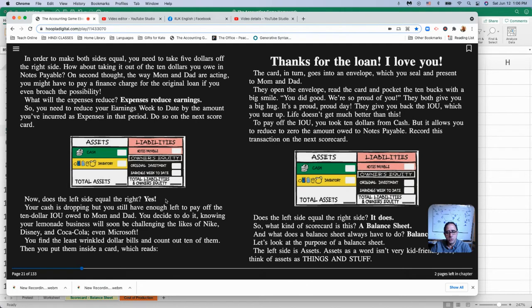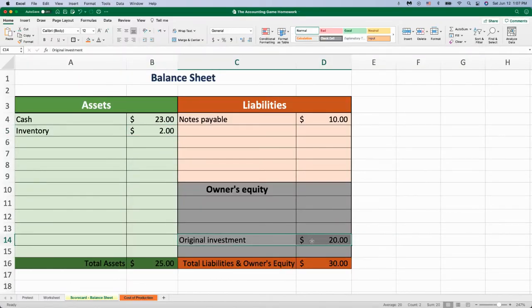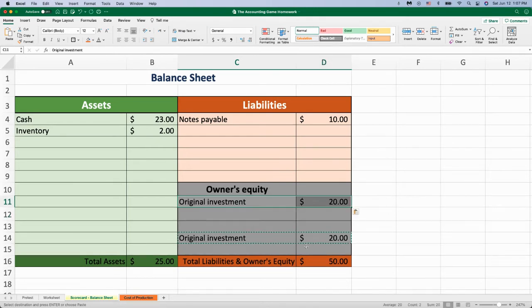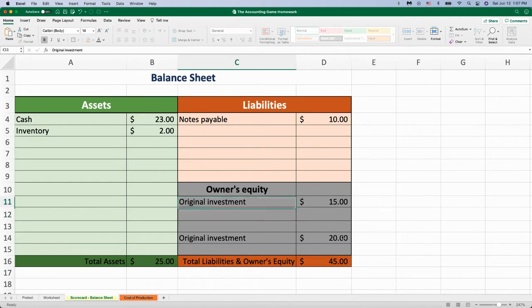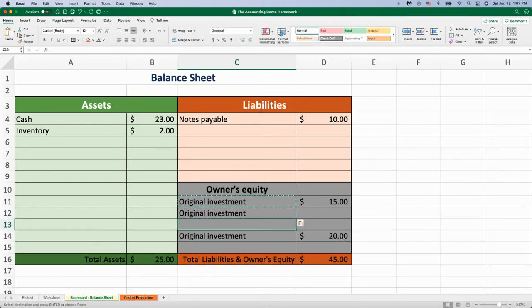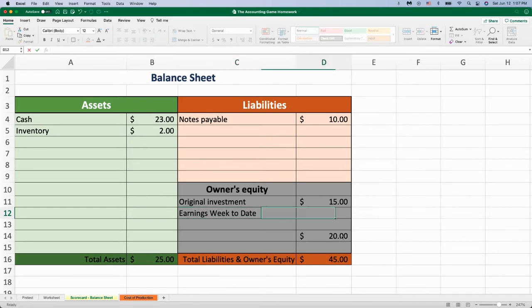So we're going to add a part here. We did something wrong last time. We're going to change this back to $15 and we're going to add earnings week to date. So that's where we would have had the extra $15, right? Oops, we have $5. Okay, so what we didn't do last time is we didn't add this earnings week to date. We're doing that now.